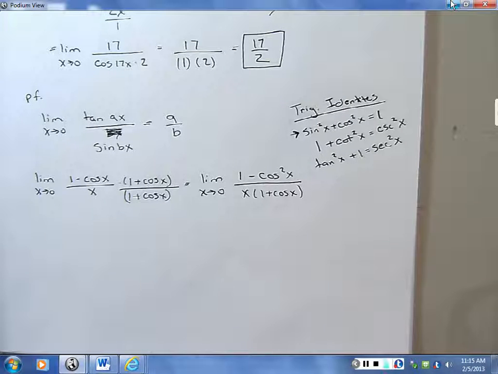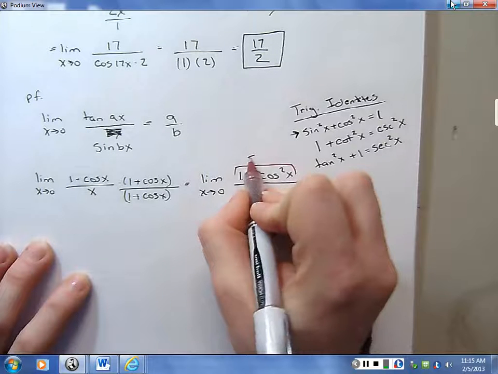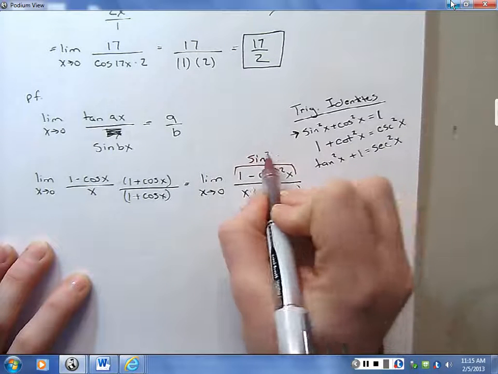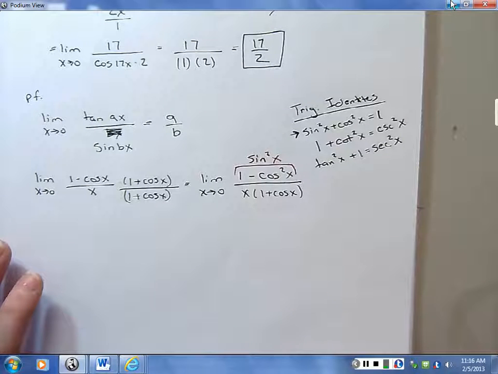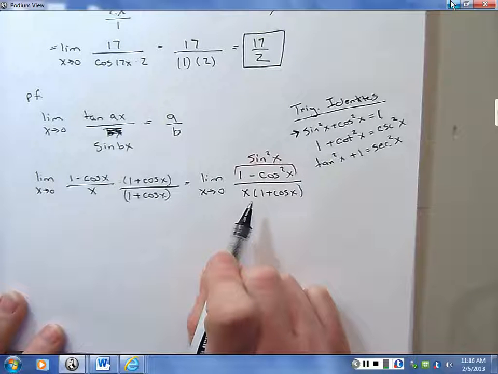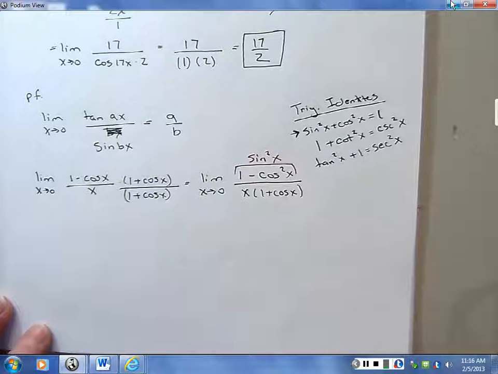So if you notice, I can rewrite this as sine squared x, which is good because if I have sine of x over x, I know that goes to 1. And this x is giving me some problems. So if I can get something in the form of sine of x over x, I can circle that, say that goes to 1, and then deal with what I have left.